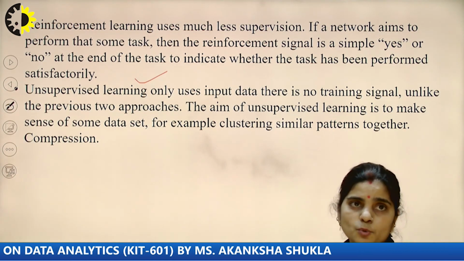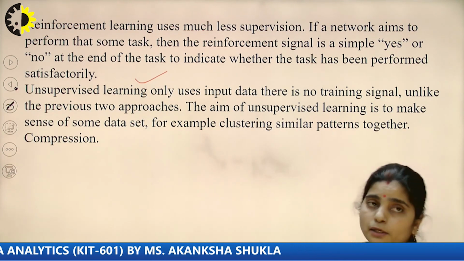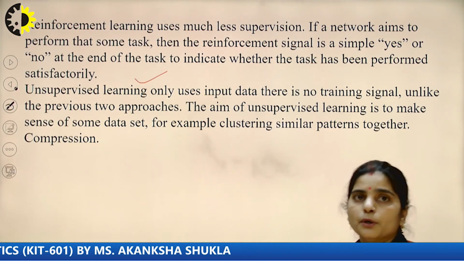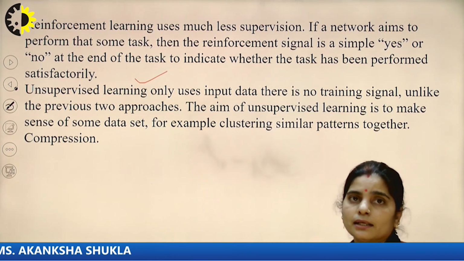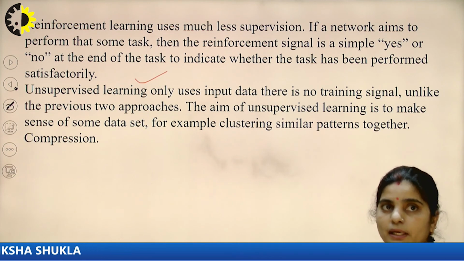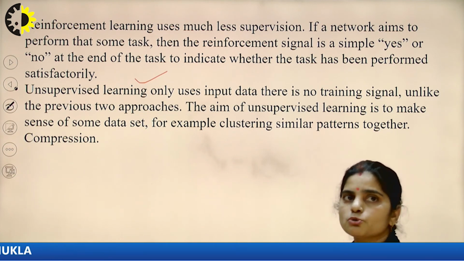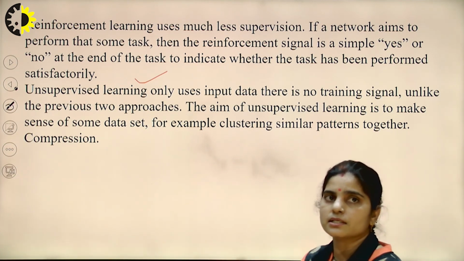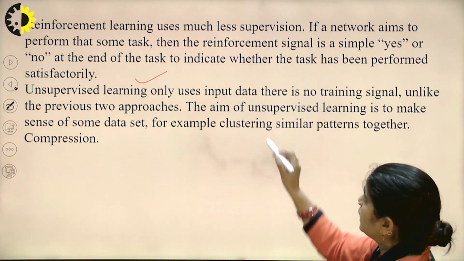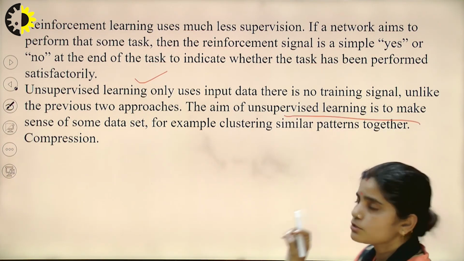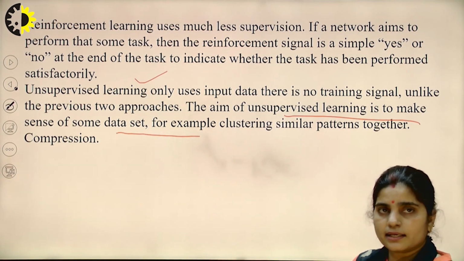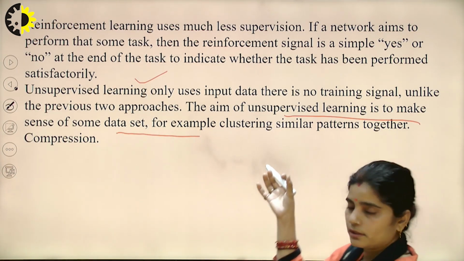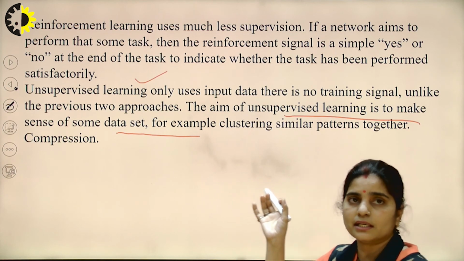Next one is unsupervised learning. In unsupervised learning, no training data sets or training signals are available. As we saw in the previous two approaches, training data sets and labeled data sets are available, but in unsupervised learning no labeled training data sets are available. The aim of unsupervised learning is to make sense of some data sets on the basis of their characteristics. The example for unsupervised learning is clustering.